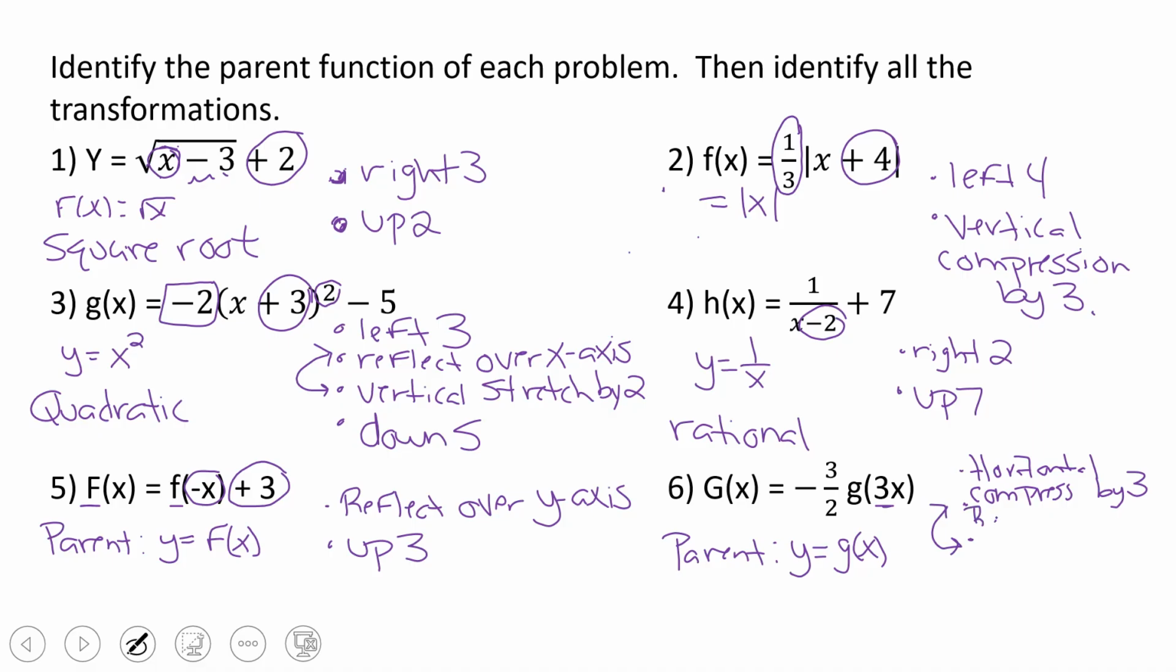So we're going to reflect over the x-axis. And then the last one would be, I have a 3/2. So that one is a vertical stretch by 3 halves. Okay. Now we're going to try the same thing, but we're going to run it backwards.